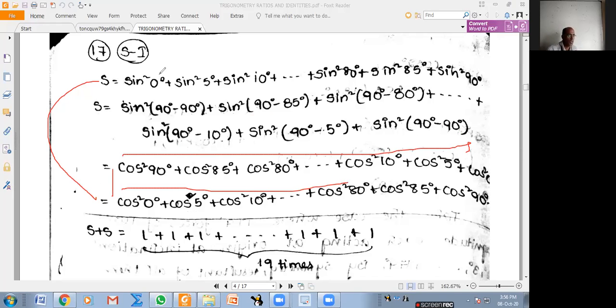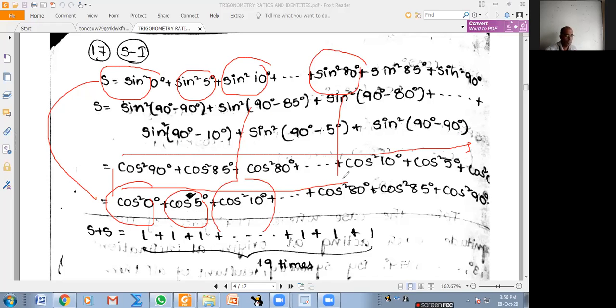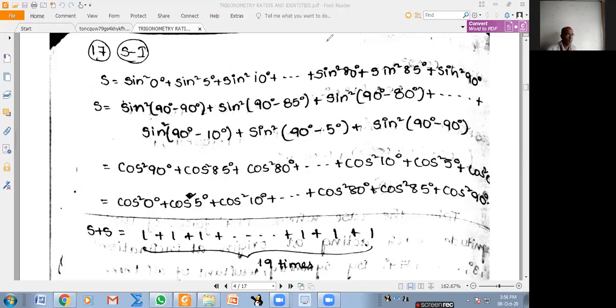Now when I add first and last, sin square theta plus cos square theta is 1. Here also sin square theta plus cos square theta is 1. This one also, and this one also, sin square theta plus cos square theta is 1. So I'll get 1 so many times. So that is S, this also S. So double of the question, I got 1 plus 1 plus 1.